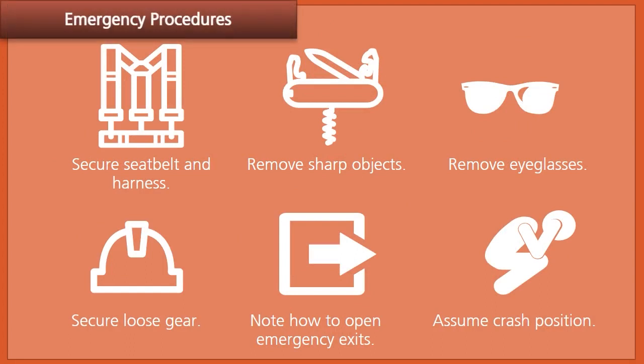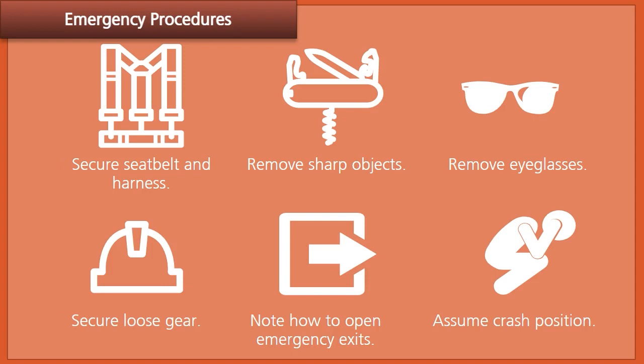Emergency procedures. If something does happen during an aircraft flight and the pilot declares an emergency, the following safety procedures must be followed. Ensure seat belts and shoulder harnesses are snug. Remove sharp objects from pockets. Remove eyeglasses and put them in a pocket. Secure all loose gear. Note the location and method required to open emergency exits. Assume the proper crash position as briefed by the pilot.